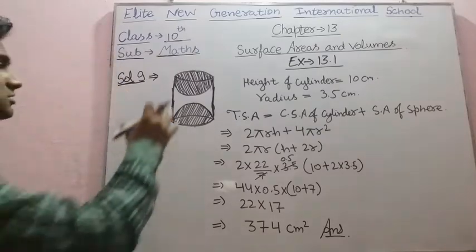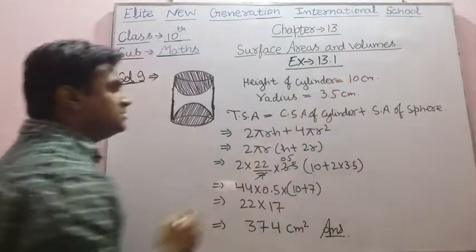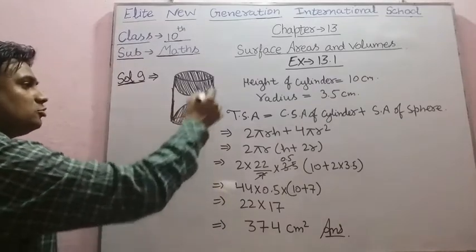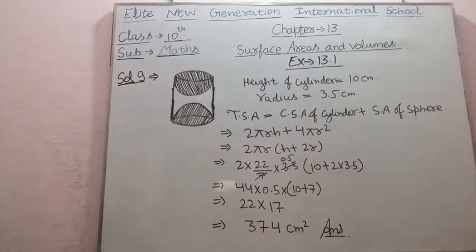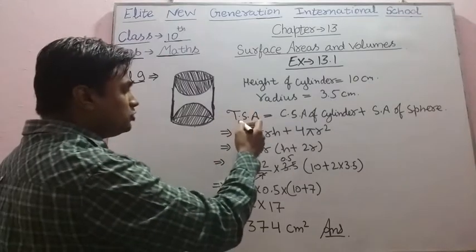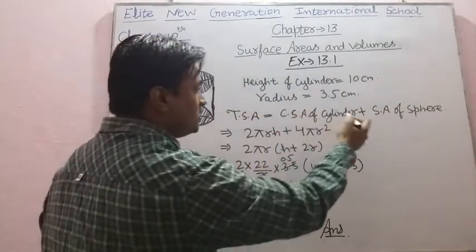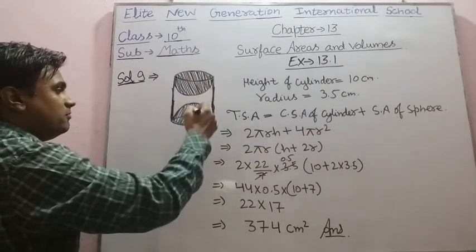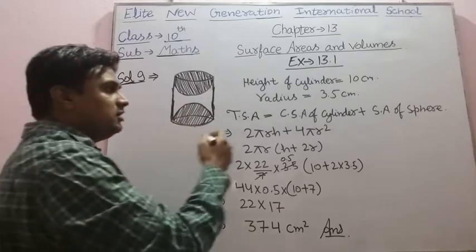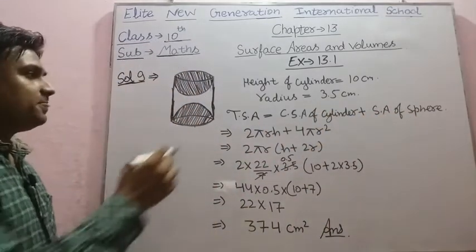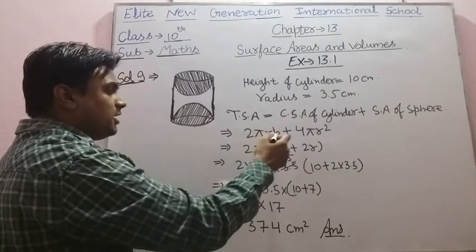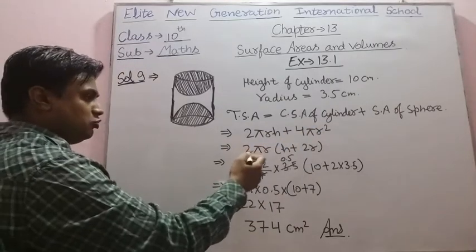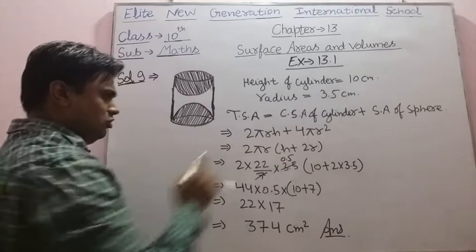So in this we have given this diagram. In this, the height of the cylinder is 10 centimeter and the radius is 3.5 centimeter. Now we have to find the total surface area of this figure. So the total surface area will be given by the curved surface area of the cylinder plus the surface area of a sphere, because two hemispheres make a sphere. So here the curved surface area of the cylinder is given by 2 pi r h plus the surface area of the sphere, which is 4 pi r square. So here we can take 2 pi r common, so it will be h plus 2r.